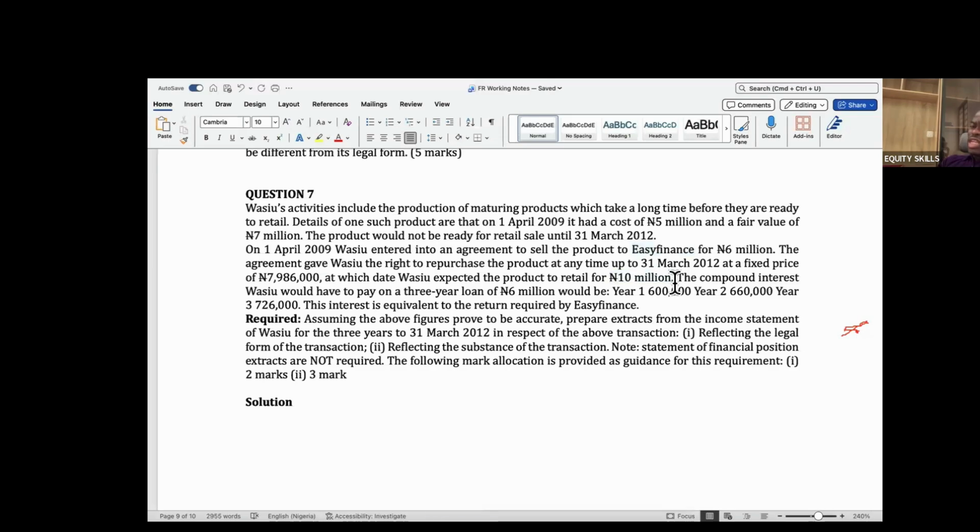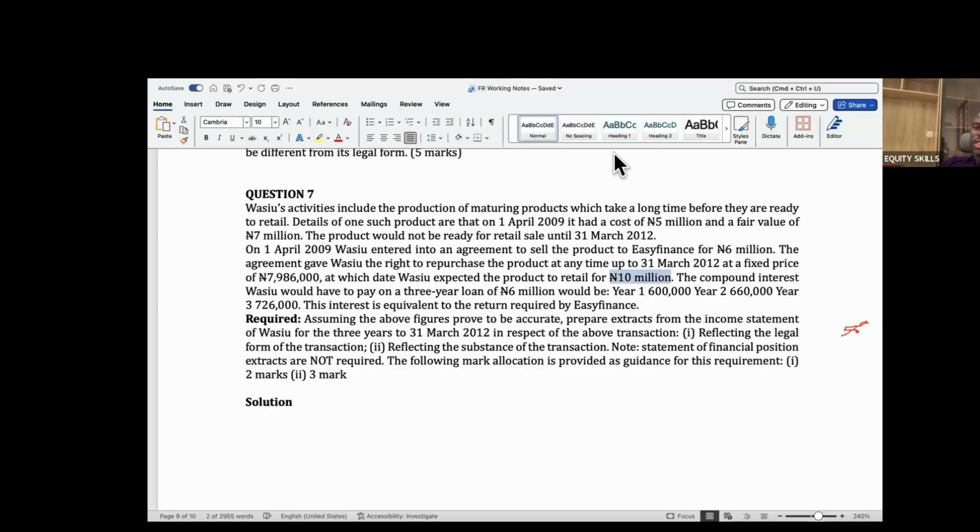See, technically, this is what I've explained to you. As far as substance is concerned, even though he has entered into an agreement, the substance is that you have not sold, you have not transferred control, you cannot recognize revenue. In fact, the money you collected is a loan. It's a loan because now you have an obligation to deliver 7.9 million. You cannot recognize this as revenue, right? So when the product is actually ready for sale, you can now sell it for 10 million.